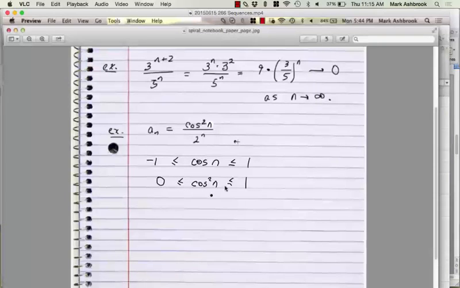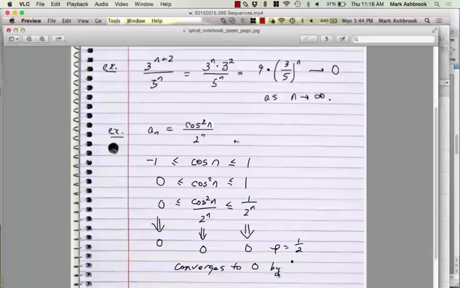Okay, so then what we can do is divide all these by 2 to the n. So we still get 0 less than or equal to cosine squared n over 2 to the n, less than or equal to 1 over 2 to the n. It's always 0 or greater, because that thing's always positive, but it's always less than or equal to 1 over 2 to the n. And what do we know about that? It goes to 0, because p is 1/2. So if it's always between 0 and something that approaches 0, then what must it do? It must converge to 0 as well.